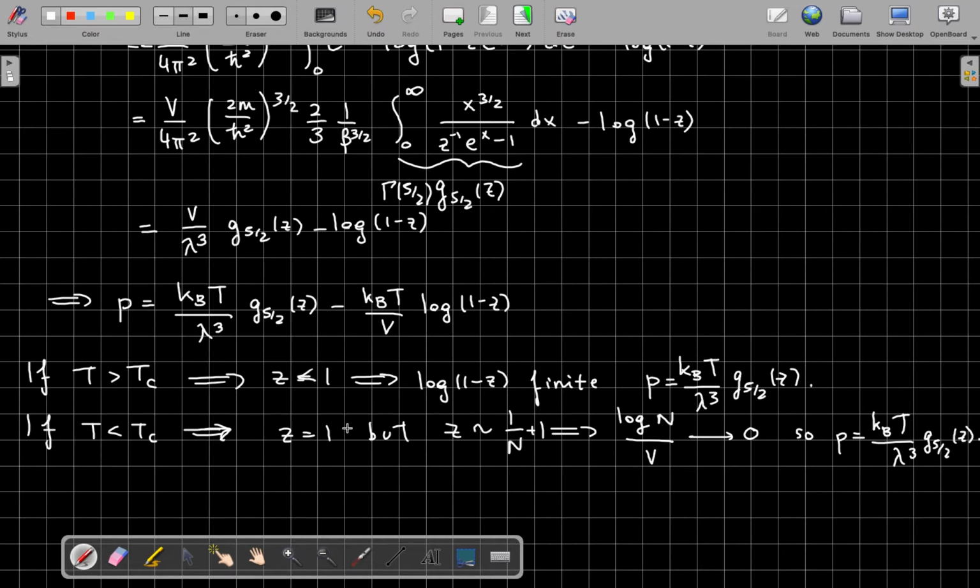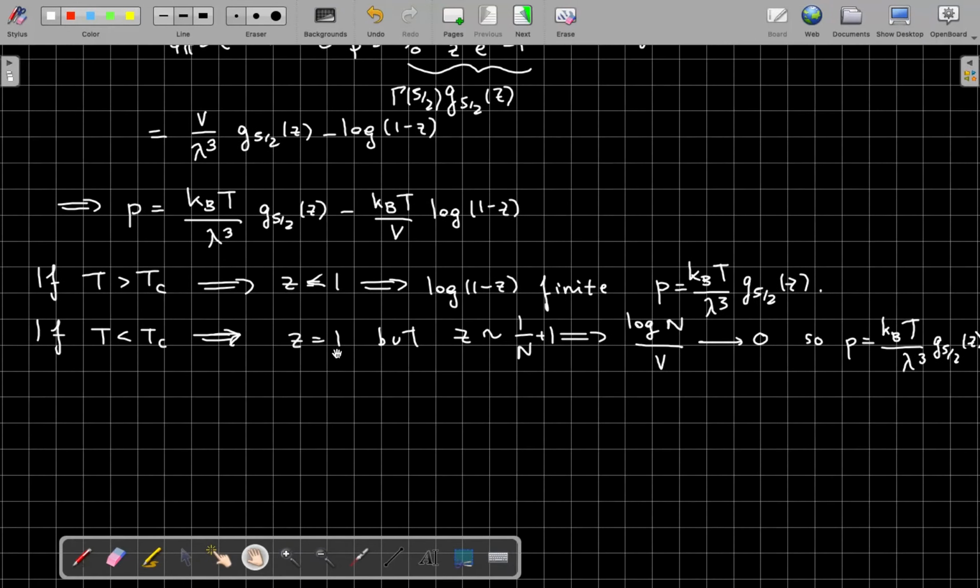So we see that in either case, this log is going to either be too small or diverge too slowly to give a non-zero contribution. And so the pressure is just going to be given by the excited states, which makes sense because the ground state has no net energy, has no net momentum, so it can't possibly contribute to the pressure of the gas. Okay, so I'm just going to square this part. Okay, great. So we found the pressure.